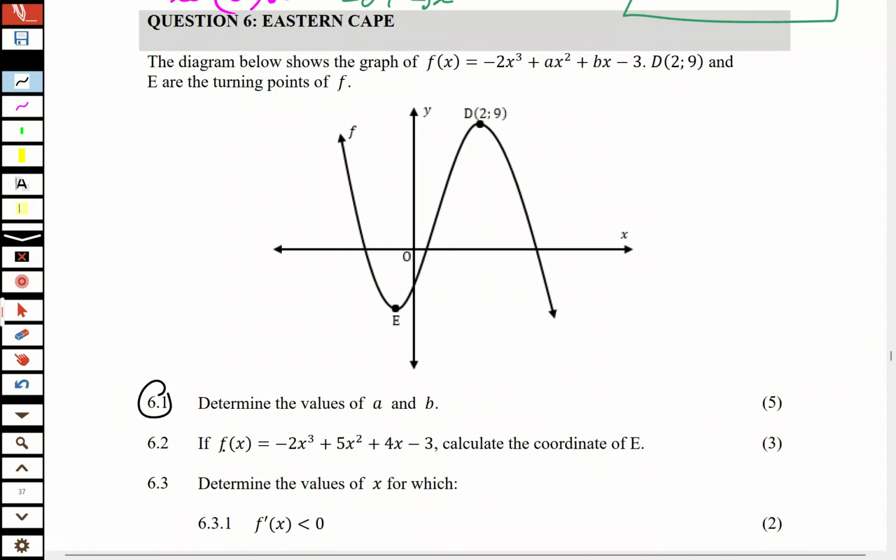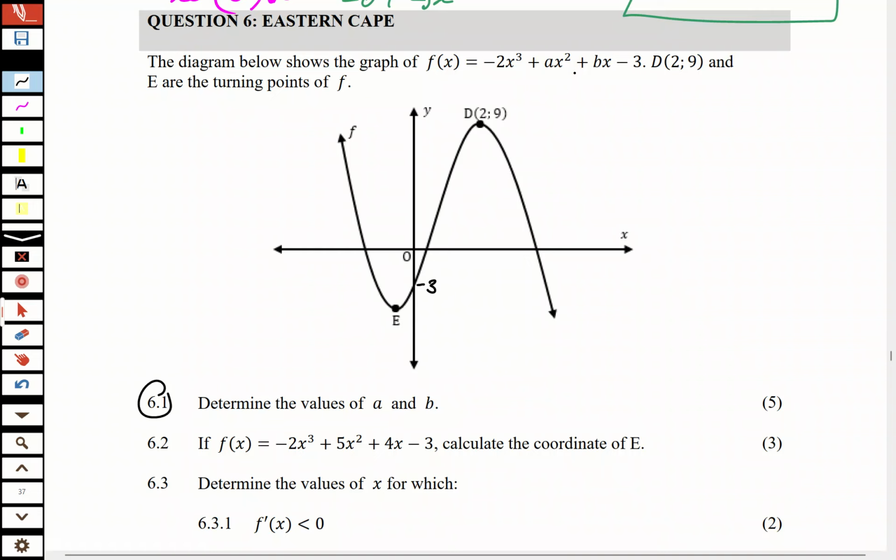The examiner that made this question was like, if you got 6.1 wrong, then here is 3 marks for 6.2 and 6.3. So now, enough with the talking. Since this is a turning point and we don't know the point here, but we do know the point again here, this is going to be -3. Remember, I told you about the constant. This is the y-intercept, where your graph cuts the y-axis.